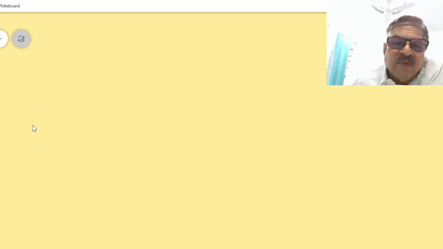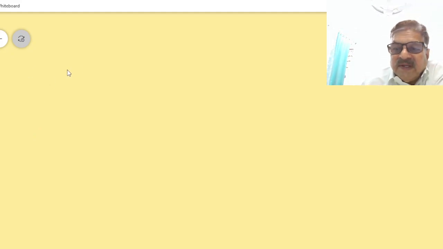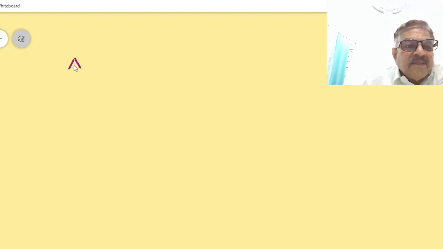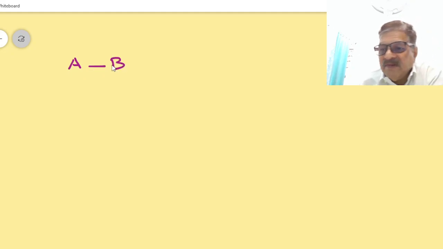That is heterolytic bond cleavage. We have seen it involves movement of an electron pair. Okay, now A, B, this is our molecule here. Now here in the case of homolysis, what will happen? Only one electron will move. That is, each atom will be getting one electron here.